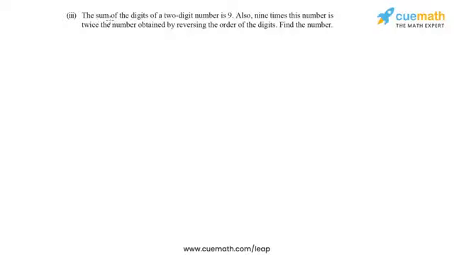Part 3 of this question says the sum of the digits of a 2-digit number is 9. Also, 9 times this number is twice the number obtained by reversing the order of the digits. Find the number.